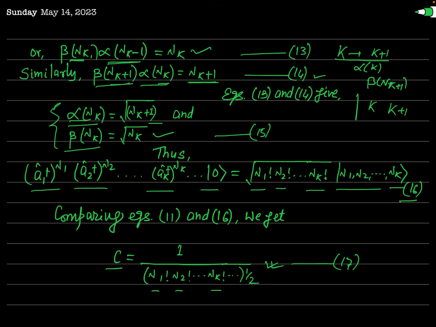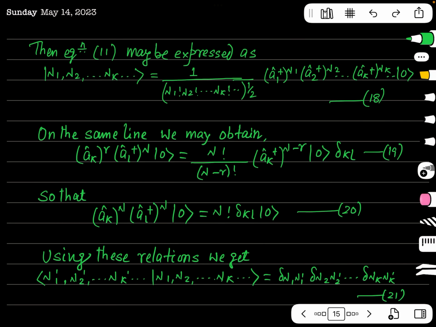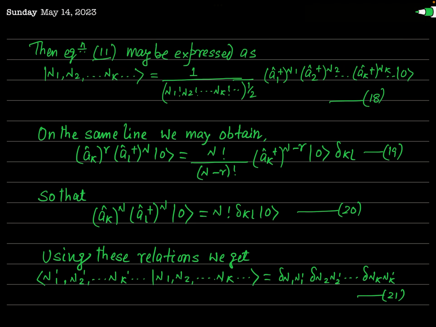After getting the value of this normalization factor, you can put the value of c in equation 11, and then you can write that equation in this manner. This is ket n1 n2 so on nk, and that is equal to 1 over the square root of n1 factorial times n2 factorial times nk factorial, okay, and a1 dagger to the power n1, a2 dagger to the power n2 so on, ak dagger to the power nk, ket 0. Okay, this ket 0 represents the ground state function.